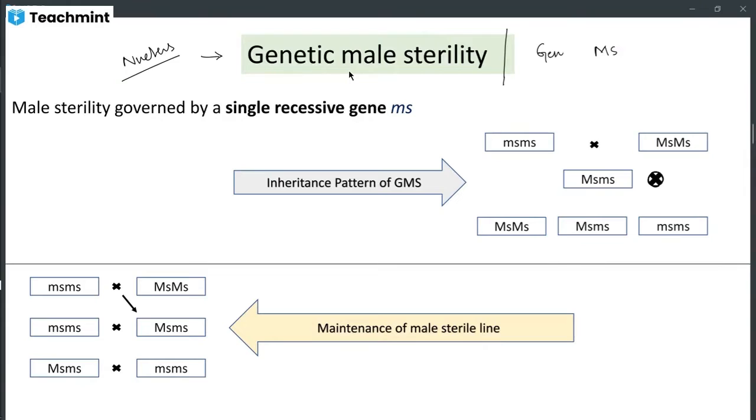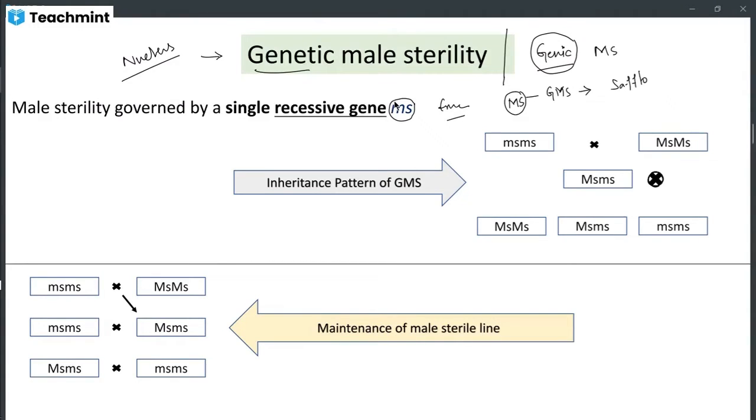Which is also known as genic male sterility. Both genetic as well as genic male sterility are the same terms. Genetic male sterility is governed by a single recessive gene. You need to remember this. It is governed by a single recessive gene, small ms. Most of the male sterilities are governed by recessive genes, but we have one exceptional case where you will see the dominant gene causes genetic male sterility in the case of safflower.